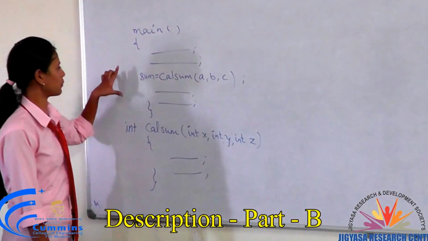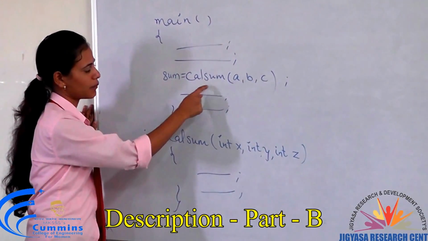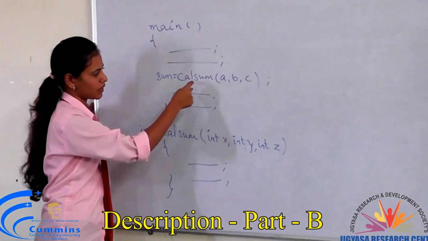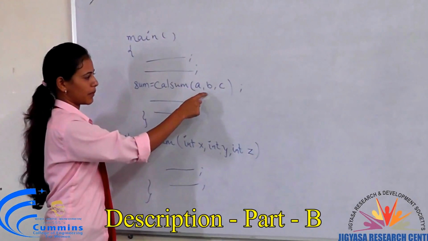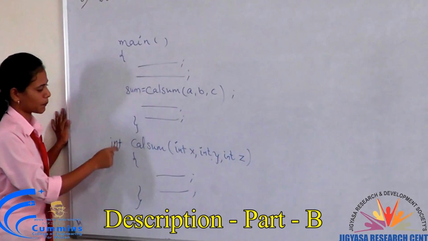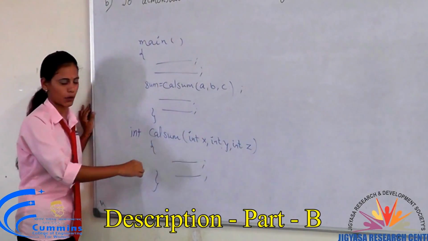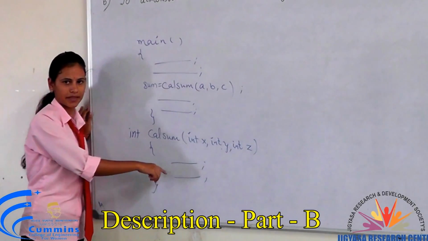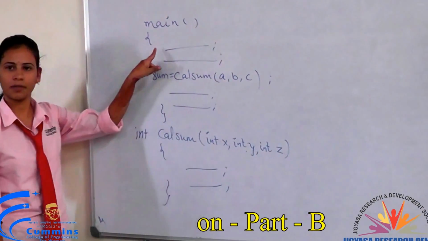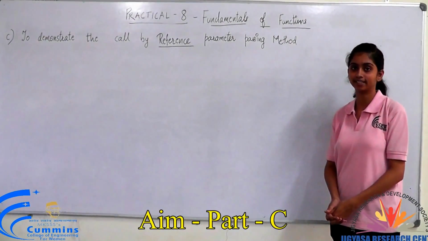Here we have an example. Let's see. Here calculate is a function name, and we are passing some values to this function. Here A, B, and C are the actual arguments, and X, Y, Z are the formal arguments. Whatever changes are made in this block are local to this block and cannot be returned to the main function. Now we are going to discuss the third part of the experiment.